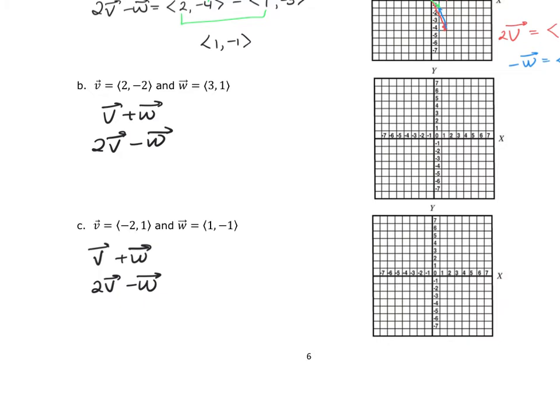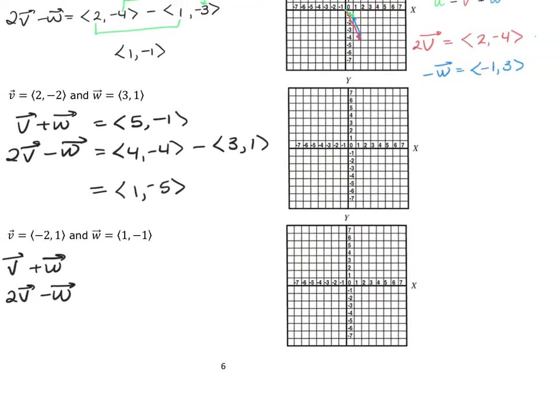Welcome back. So here we go. When I'm adding these, I'm going to end up adding these two. So I have 2 plus 3, which is 5, and negative 2 plus 1, which is negative 1. When I do the 2 times v, this is going to give me 4, negative 4. And then I'm going to subtract from it 3 and 1. So I have 4 minus 3, which is 1, and negative 4 minus 1 more gives me a negative 5. Let's go ahead and graph these.